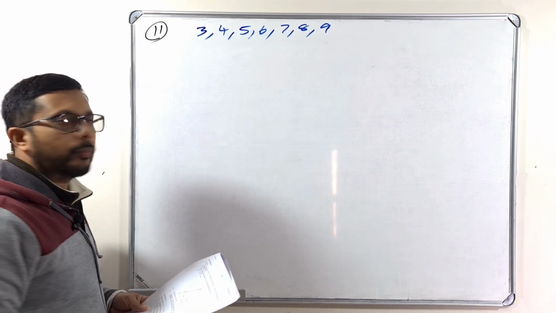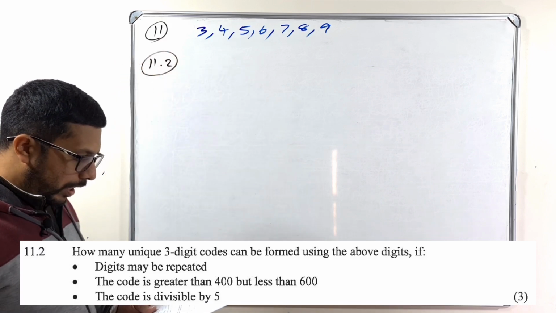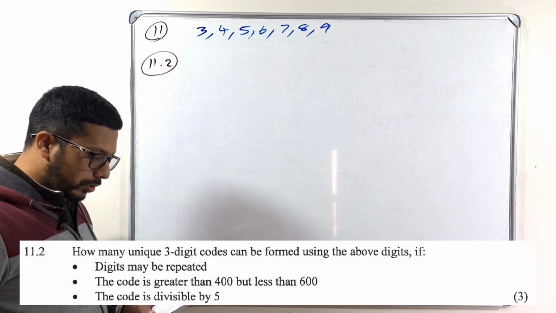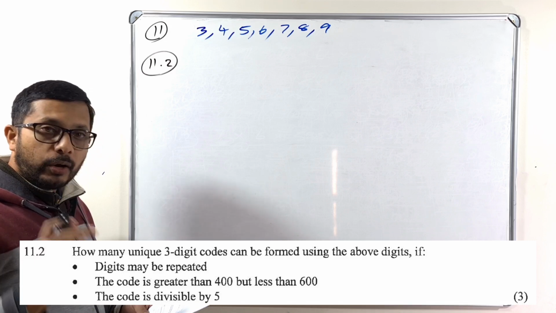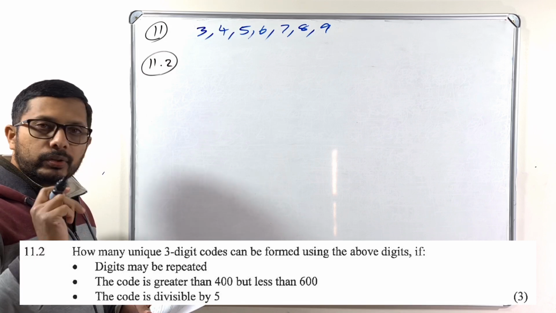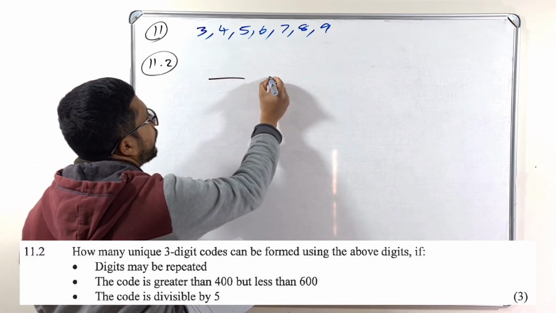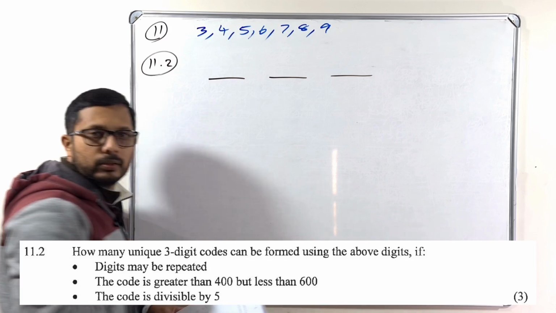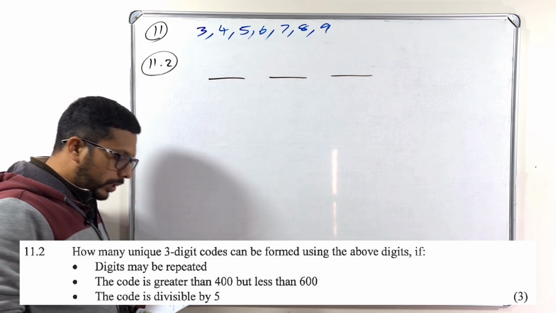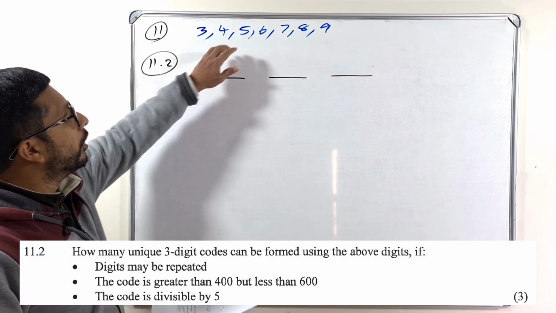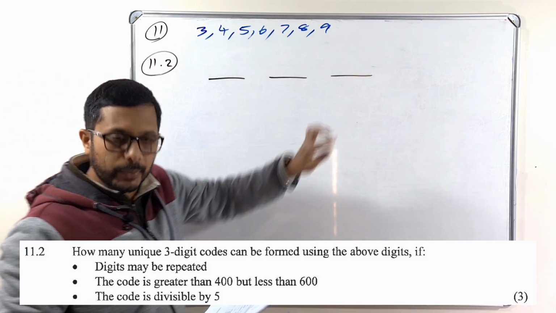Okay, question number 11.2. What is that question? How many unique 3-digit codes can be formed using the above digits? Only 3 digits: 1, 2, 3. Using these digits, how many unique 3-digit codes can be formed?